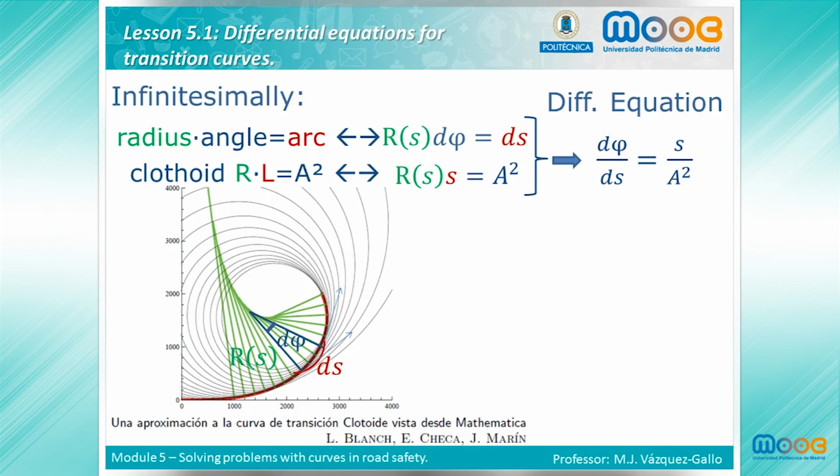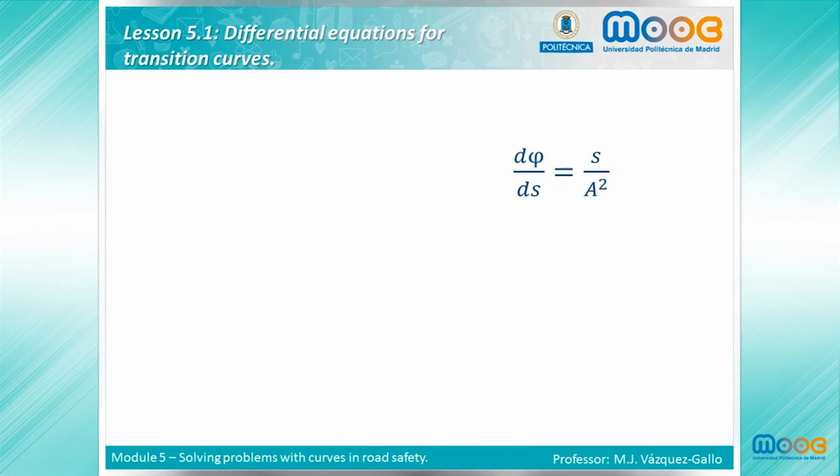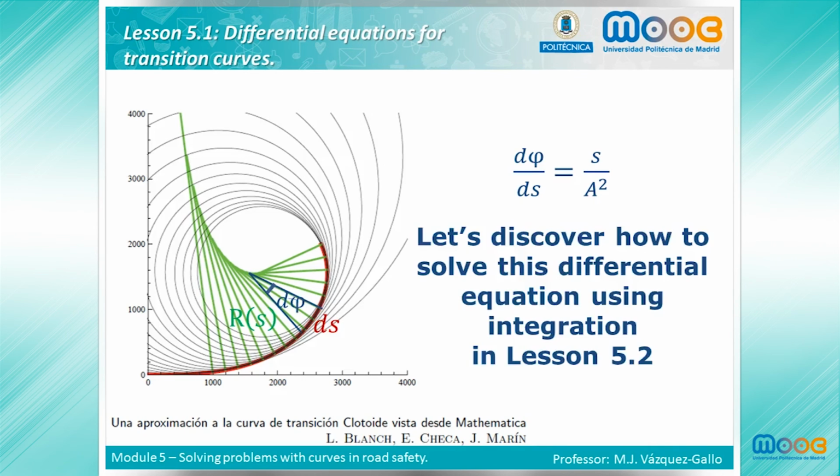Starting with this info about the derivative of the angle with respect to arc length, in lesson 5.2, we will recover the angle as a function of the variable arc length, applying a process opposite to derivation that is called integration. After that, in lesson 5.3, we will integrate again to finally get the parametric equations expressing coordinates of clothoid points. Let's see how to use integration to solve differential equations in lesson 5.2.